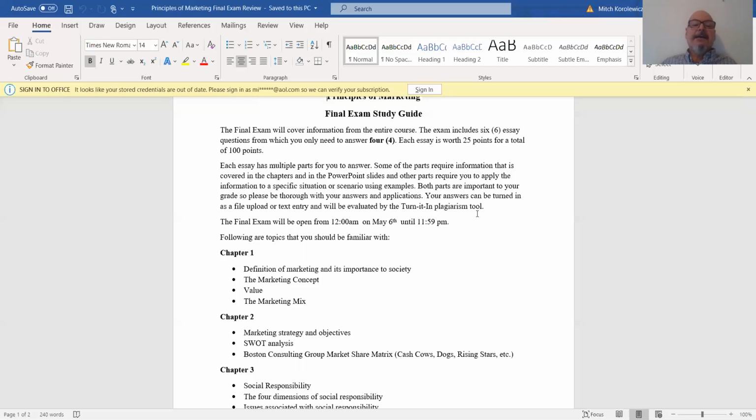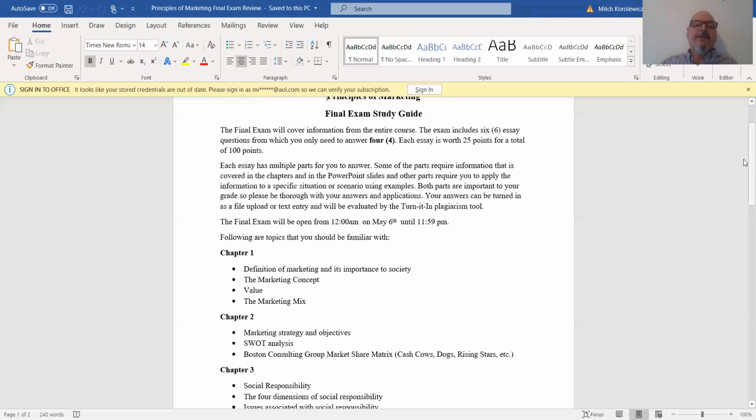Do not forget about the SWOT analysis and the Boston Consulting Group market share matrix. Remember the cash cows, the dogs, the rising stars, the problem child, and those 4 quadrants of the matrix. There'll be a question about how that all ties in together and how you can apply that information. Those are the topics in chapters 1 and 2.